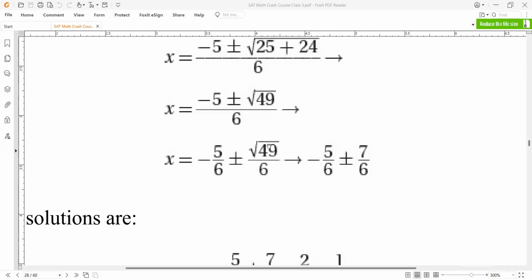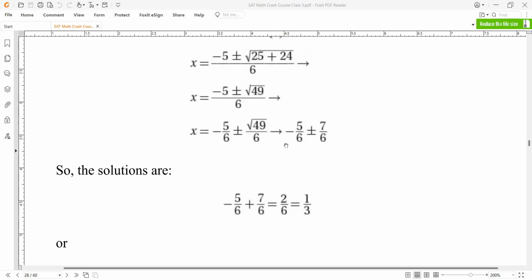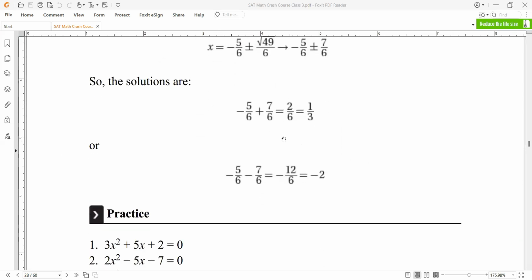But the same thing again. x is equal to negative 5 by 6 plus minus 7 by 6, right? So this is a packet of two numbers. So those are the two different solutions. Definitely, 100%, two different solutions.